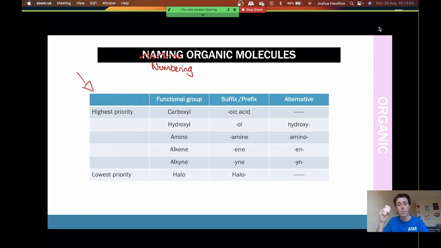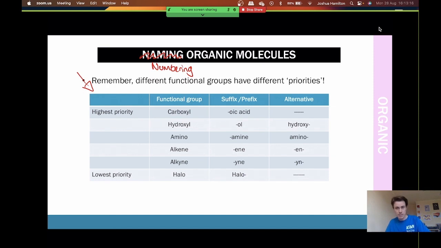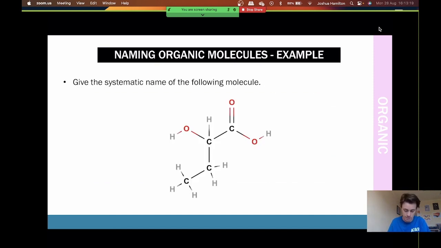So oic acid is always going to be a suffix because it's the highest priority in numbering. Never, ever going to be a prefix. Hydroxyl, which is your alcohol, your ol, is nearly always going to be a suffix unless there is a carboxylic acid, and in that case, it'll be hydroxy, and it'll be a prefix. That's one of the rare cases where you end up with a prefix for your alcohols. So as I'm trying to say here, as much as it doesn't affect the naming, the only bit that it does affect is, is it a prefix or a suffix? So remember this as your different priorities. It's important you know this.